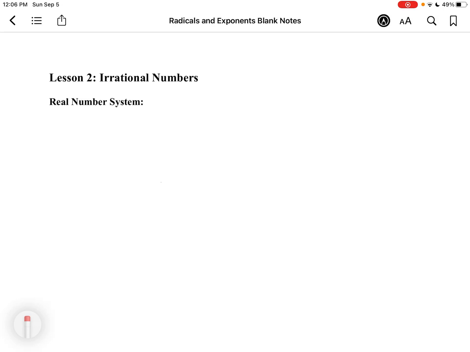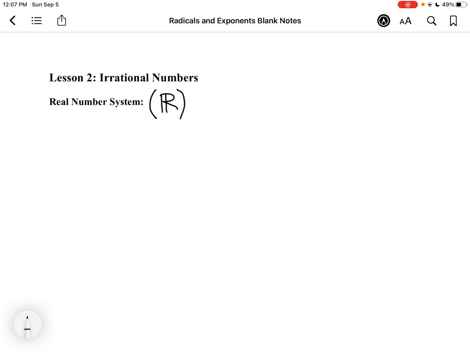Okay, so the real number system. Real numbers are all of the numbers that exist in our world. We use the abbreviation R with a double line through it like that to talk about all real numbers. And I'm going to talk about the most specific set first and then work my way outwards.